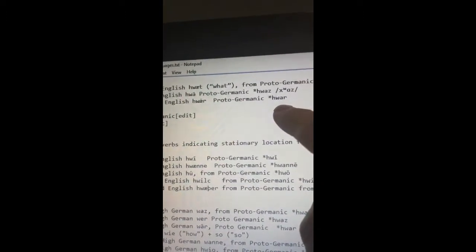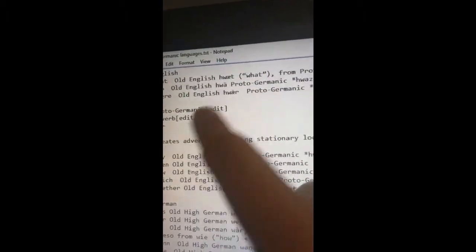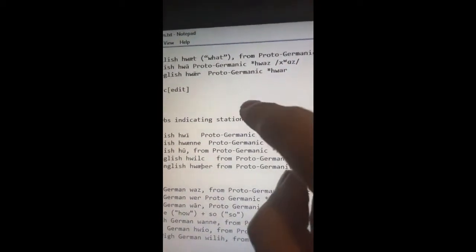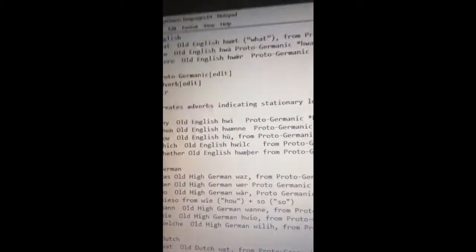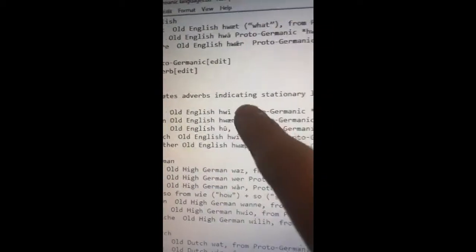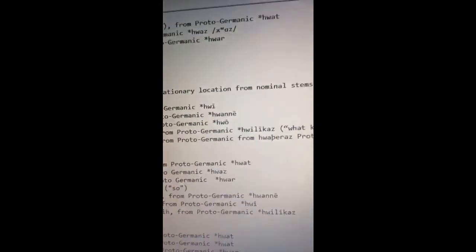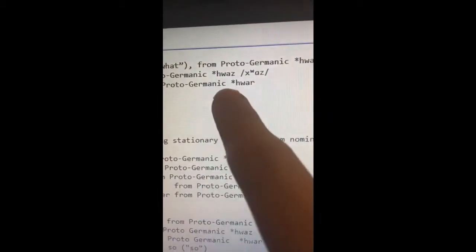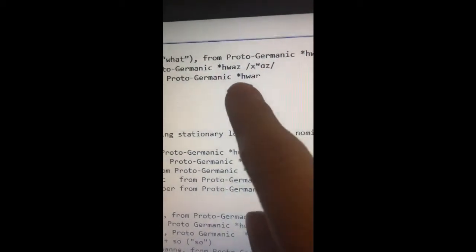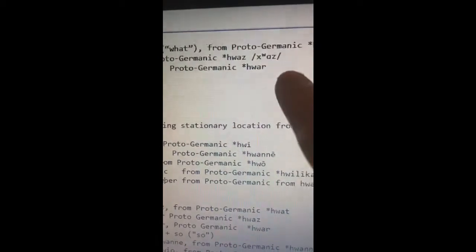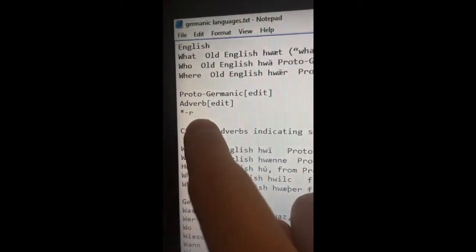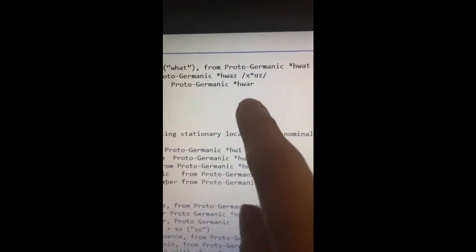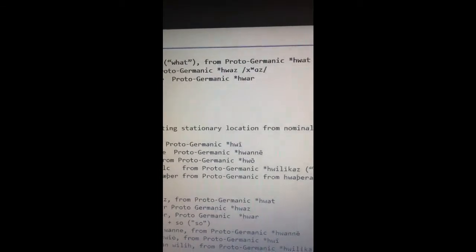When you added R to "hwas", you get "hwar". That actually creates adverbs indicating textual location from normal stems. So what that means is that we've got this word "hwas". When you added R, you get "hwar". So that's basically "what place". So R indicates some kind of location, and then you have "hwas". So "hwar" is "hwas" plus R. So that's basically "what place". So "where" actually means "what place".